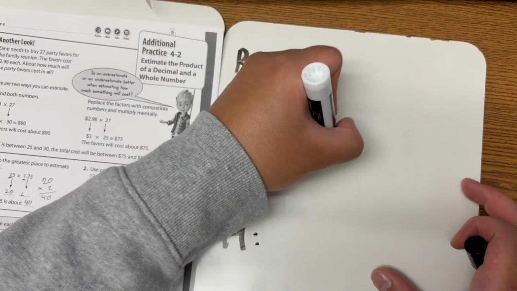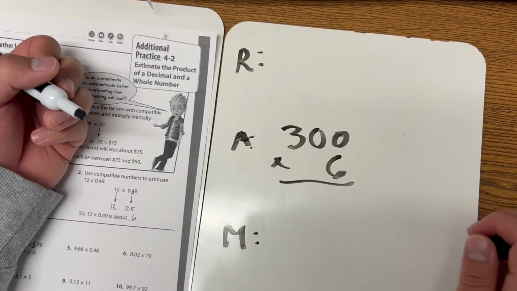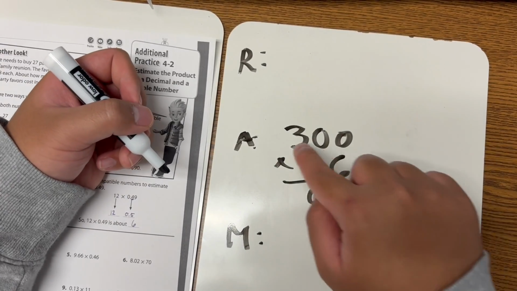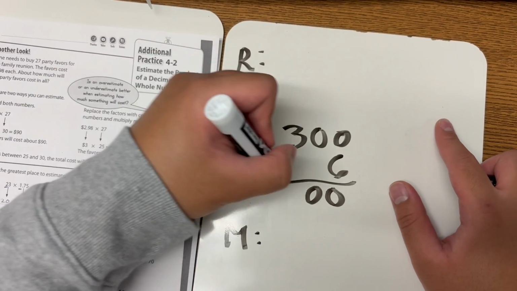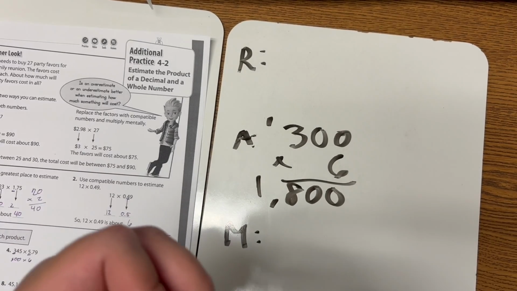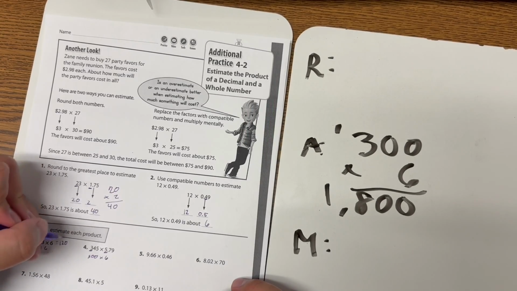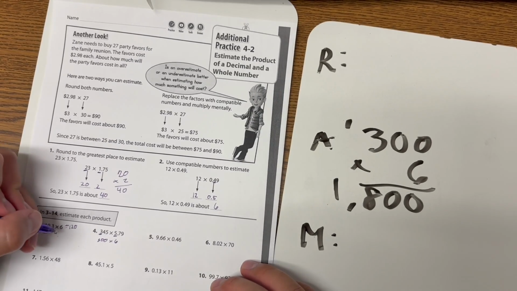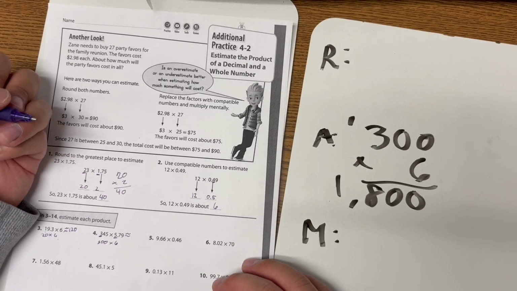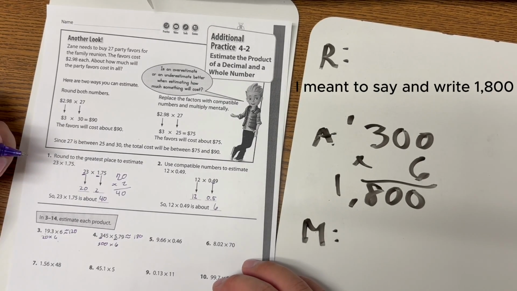300 times 6. We apply the 0 property twice, where we have 2 zeros, because any number times 0 is 0. 3 times 6 is 18. So our estimate will be about, sorry, and I should have done this earlier. An estimation sign looks like 2 squiggles on top of each other, similar to an equal sign. 180.